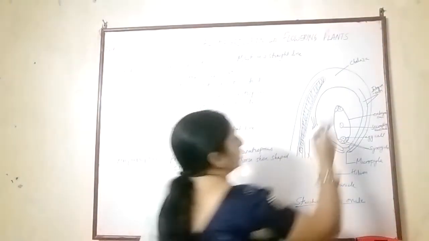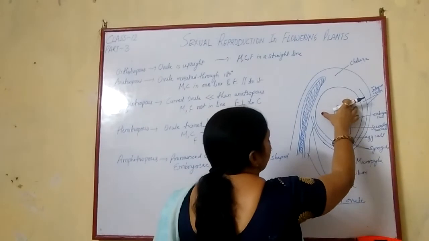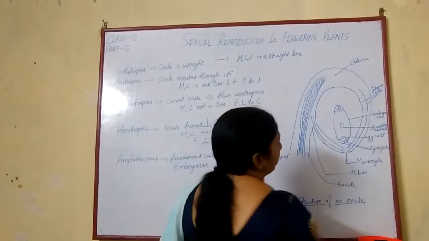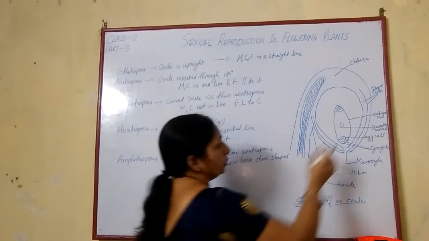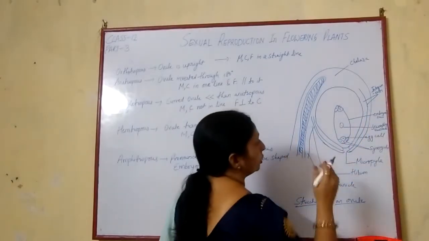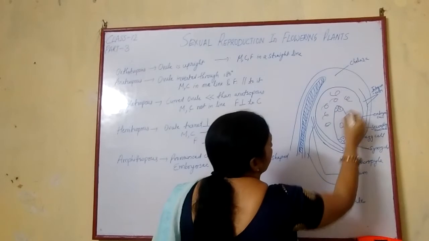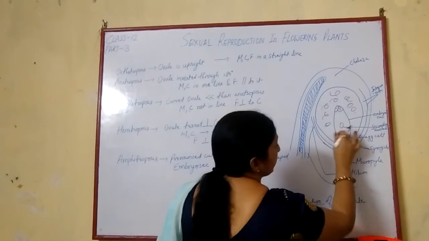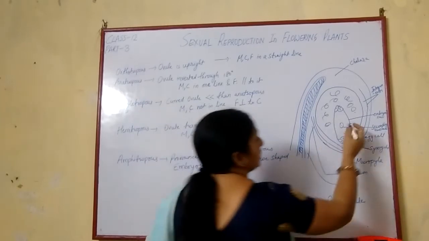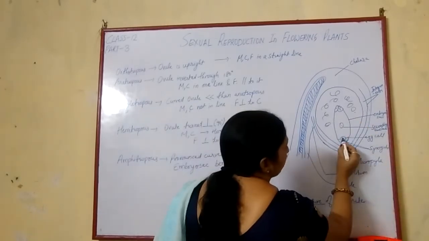In this diagram, this is the structure of the nucellus inside the integument. These two layers are the integument. Structure of an ovule in which these two layers are the coverings of the nucellus. This is the nucellus, inside which the embryo sac develops. This is the embryo sac, secondary nucleus.